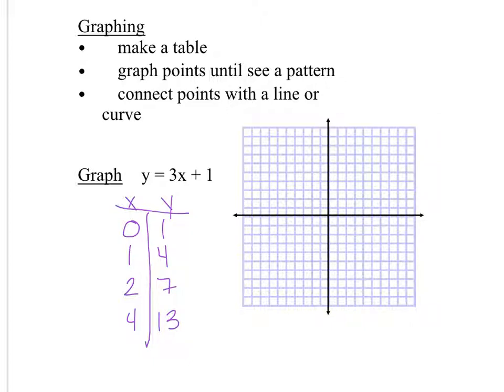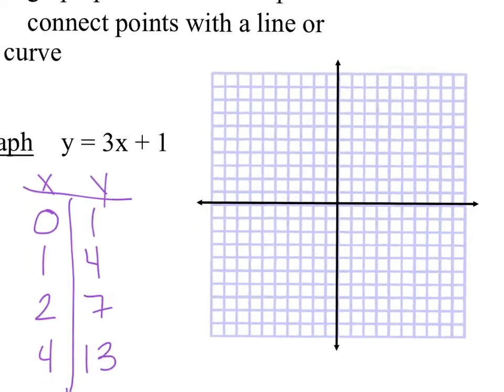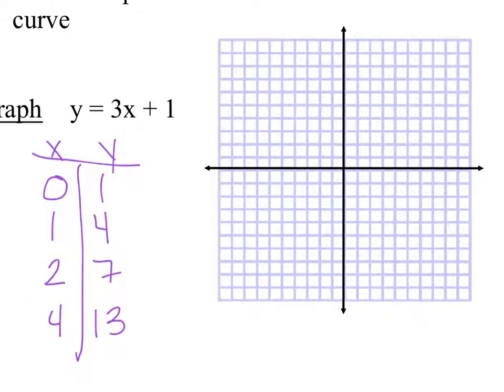And now what I do is I just graph the points that I plugged in. So let me make this a little bit bigger so it's easier to graph. All right, so I plugged in 0 and I got 1. You plug in 1 and you get 4. Plug in 2 and you get 7. And then I skipped 3 and I plugged in 4 and I got 13. So 7, 8, 9, 10, 11, 12, 13. It's going to be way up here.